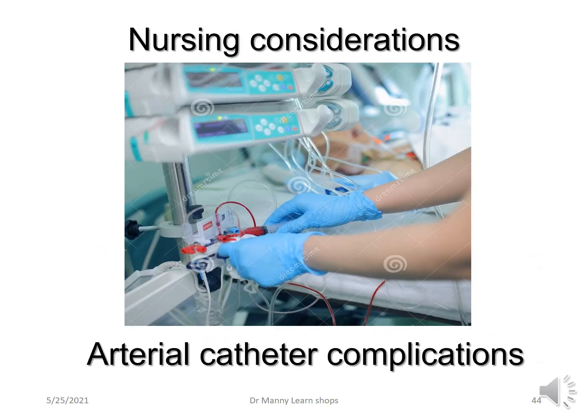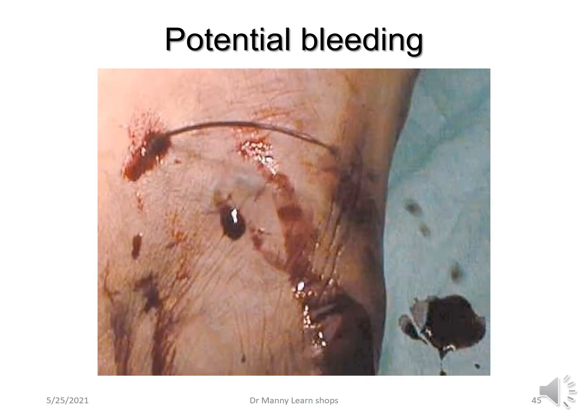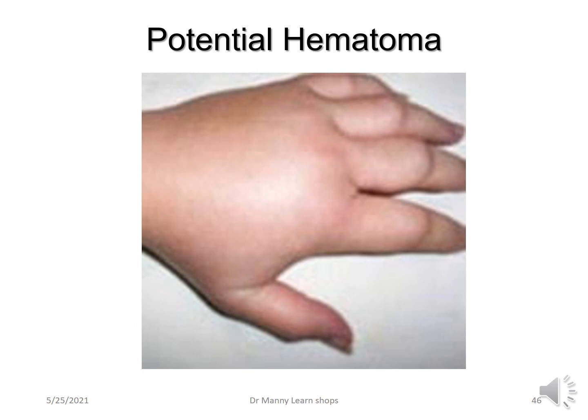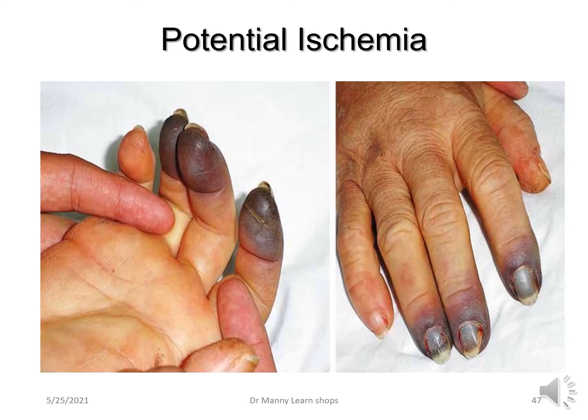What are some of the nursing considerations that you should consider when looking after an arterial catheter? These are just some of the complications. I haven't included all of them. One could be potential bleeding. It's in an artery. You could have a potential hematoma. It'll bleed into the tissues. You could develop potential ischemia because of the compromised circulation.